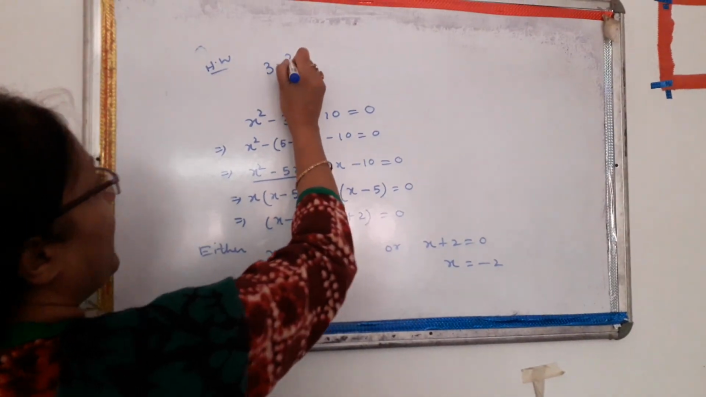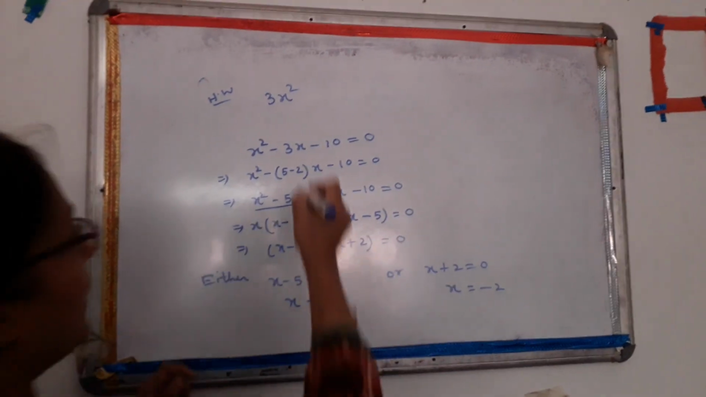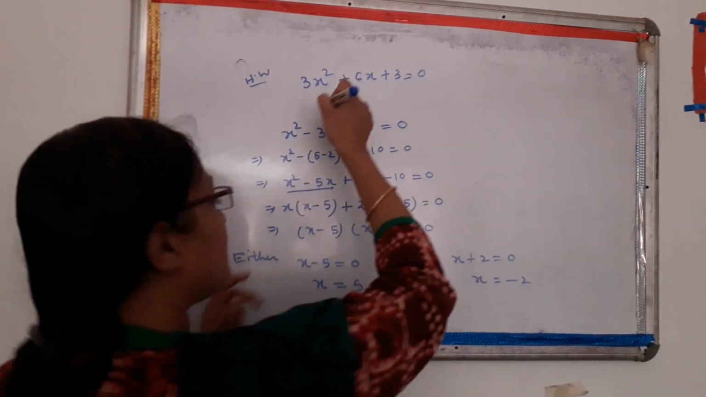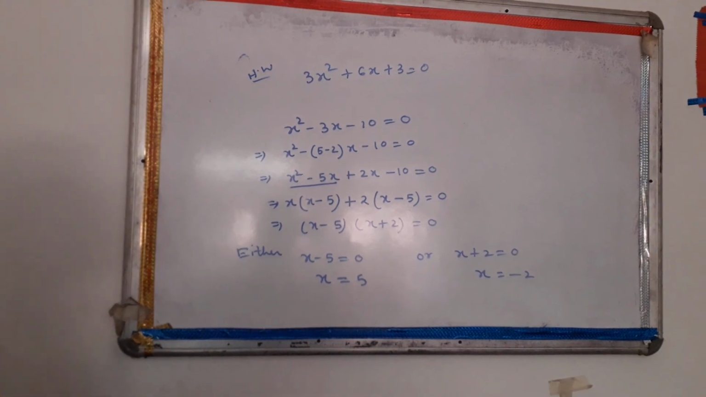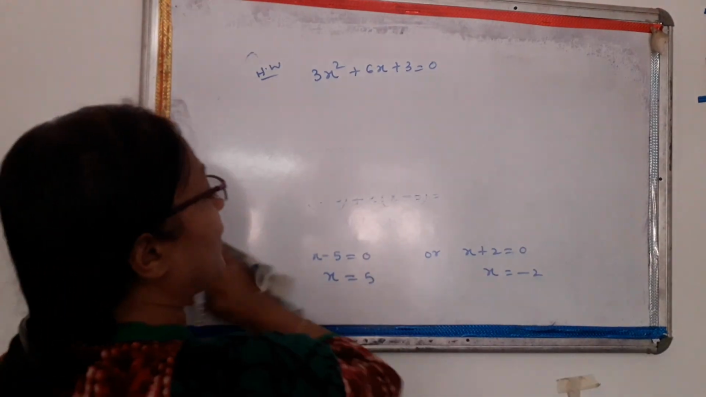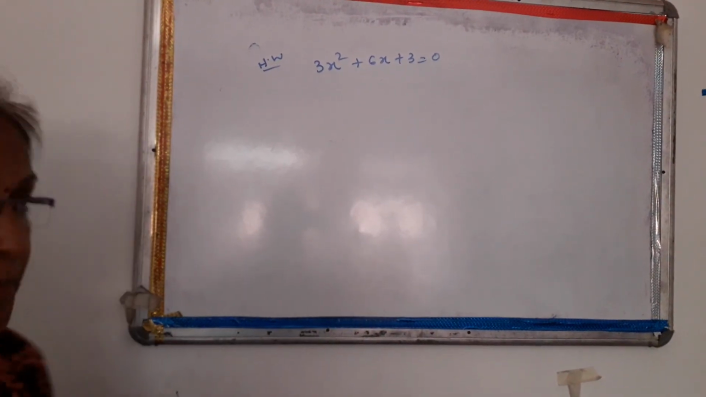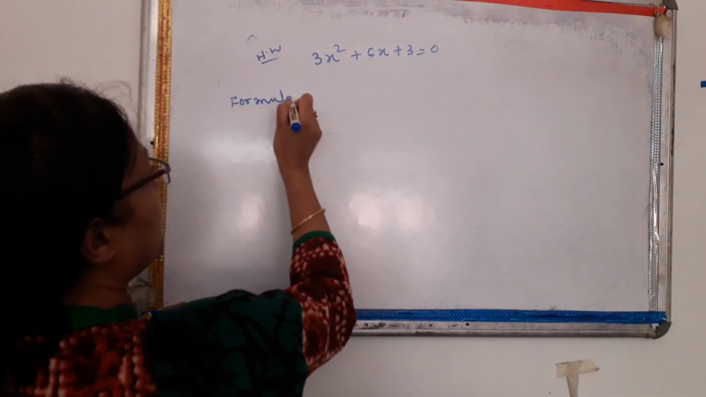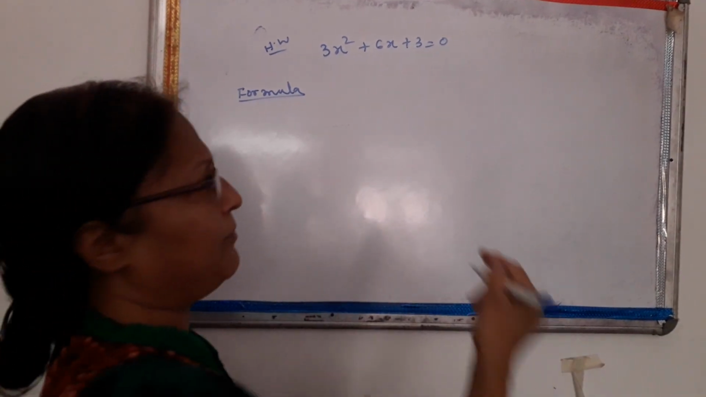Thrice x square, very easy, plus 6x plus 3 equal to 0. By this method, you try to overcome this. Now one more method is there, that is the formula. First I write the formula. You directly apply the formula.